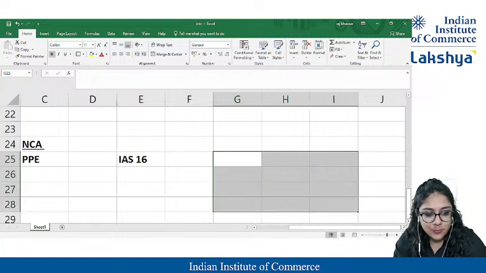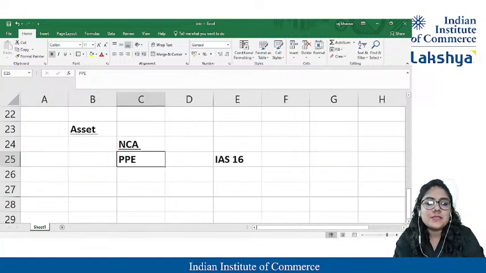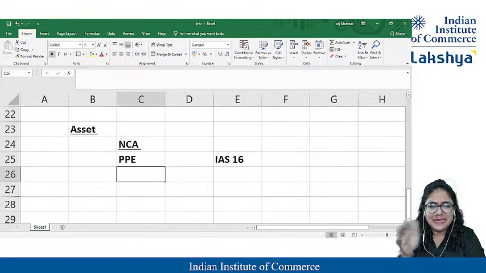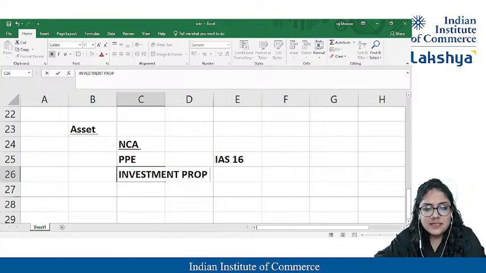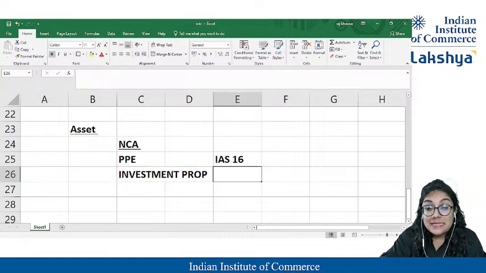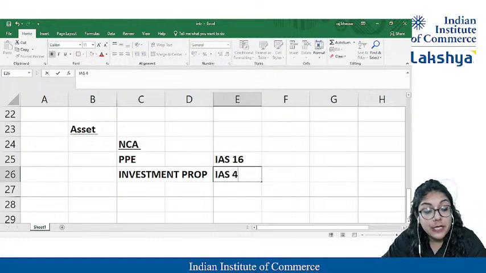Forget about this. I'll just delete it. In PPE we have learned already about the International Accounting Standard 16. Then we do have some investment property. What is investment property? That is also something which we have learned in IAS 40.